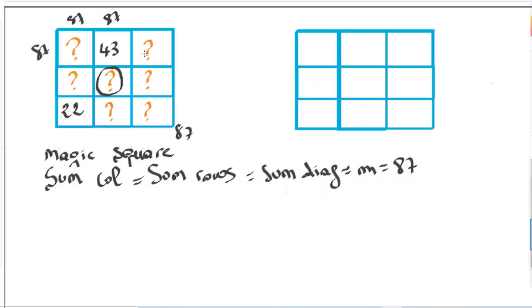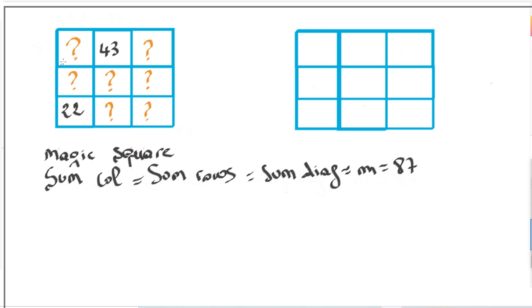To find it, we have to go through this item in the middle. From here we sum the diagonal, and we sum this diagonal, and we sum this row, and we can find it. So let's put this in equations and see how we get there.